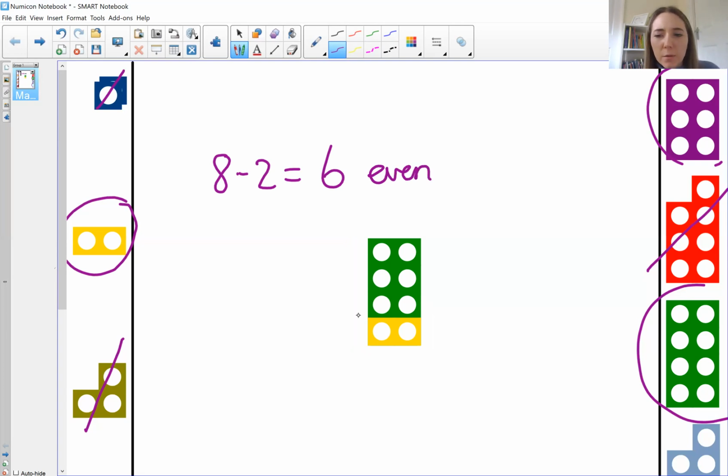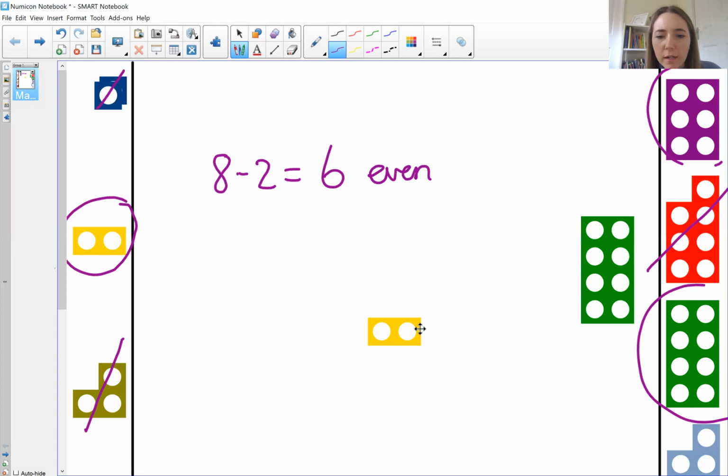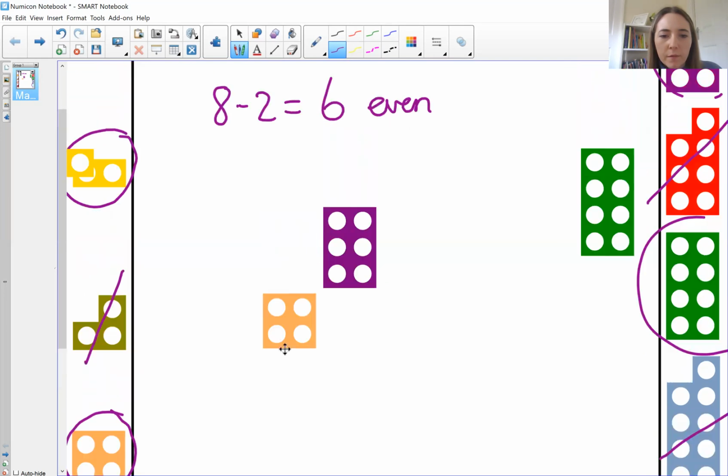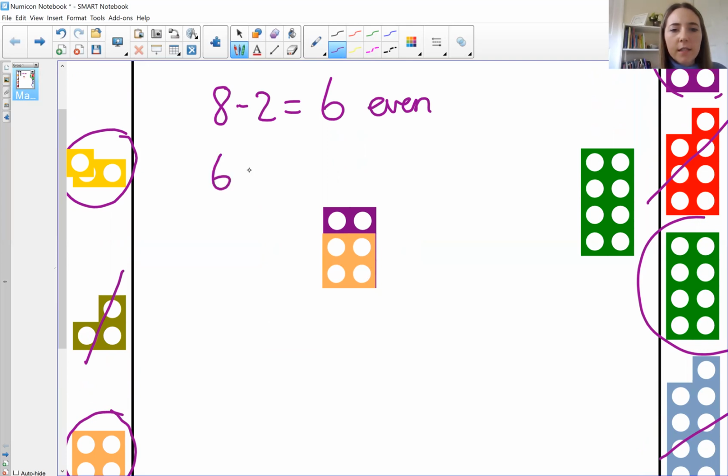Okay, let's try another one. Let's try 6 take away 4. Oh, 6, take away 4. You can see that the difference there is how much I've got left, which is 2. Is that an even number or an odd number? It's even.